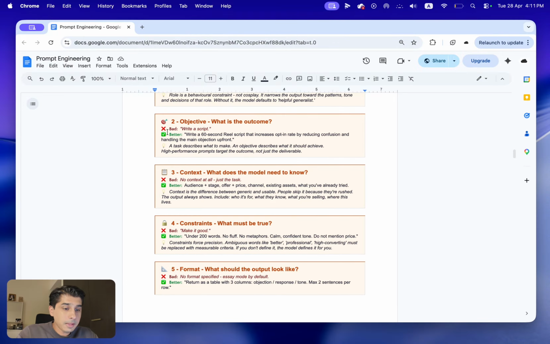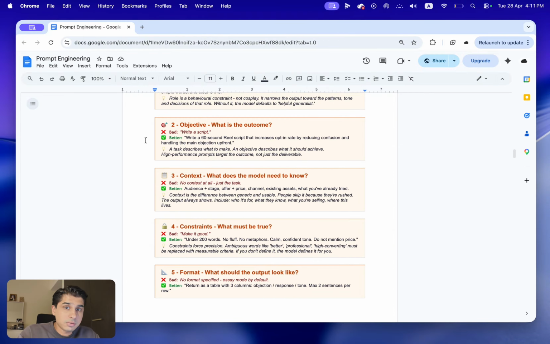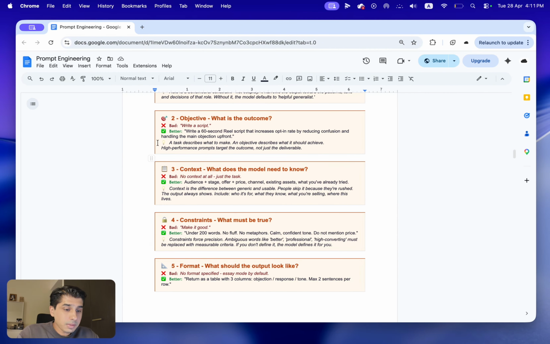Okay. 2, objective. What is the outcome? Now, the bad example is: write a script. Now, a better one is: write a 60-second reel script that increases opt-in rate by reducing confusion and handling the main objection up front. So I hope you guys by now are noticing the pattern on how a good prompt is actually formed and written and sent in order to get better outputs back. Now, a task describes what to make, an objective describes what it should achieve. Now, high performance prompts target the outcome, not just the deliverable.